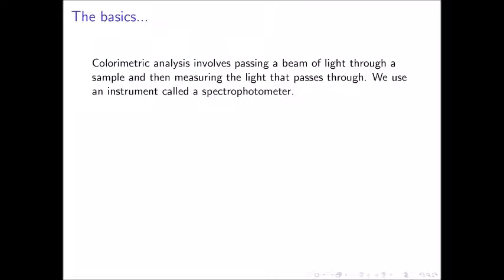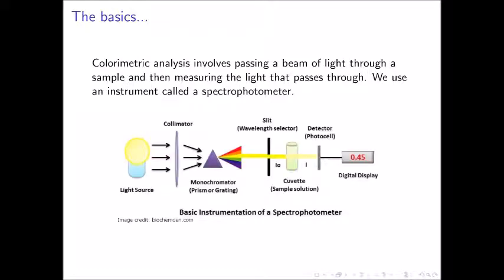Colorimetric analysis involves passing a beam of light through a sample and then measuring the amount of light that passes through. To do this, we use an instrument called a spectrophotometer. Here is shown a schematic of the basic operating components of a spectrophotometer. We will go through each component one by one.